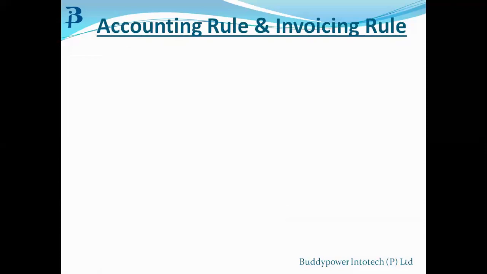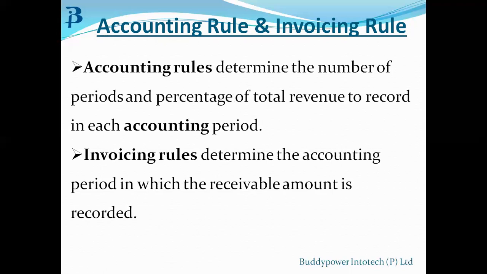So now we come to accounting rules and invoicing rules. Invoicing rules and accounting rules basically let you create invoices that span several accounting periods. Accounting rules determine the number of periods and percentage of total revenue to record in each accounting period, whereas your invoicing rules determine the accounting period in which the receivable amount is recorded. So your accounting rules determine the accounting period or periods in which the revenue distributions for an invoice line are recorded. Then you can assign invoicing and accounting rules to transactions that you import into Receivables using AutoInvoice and to invoices that you create manually in the transaction window.